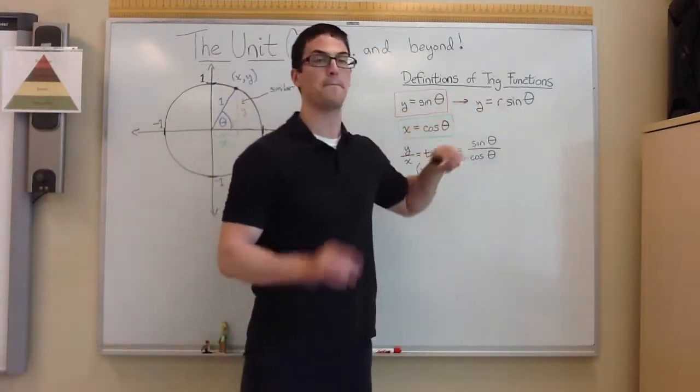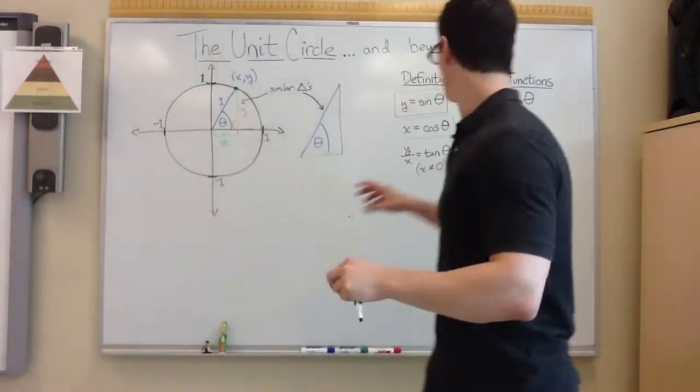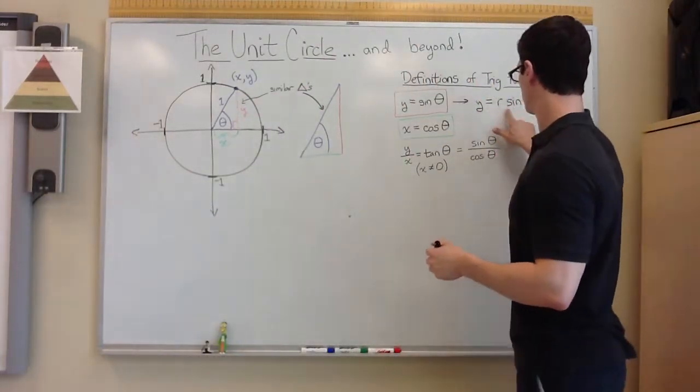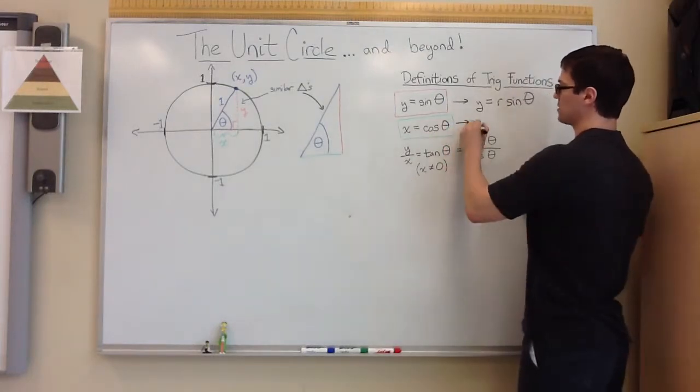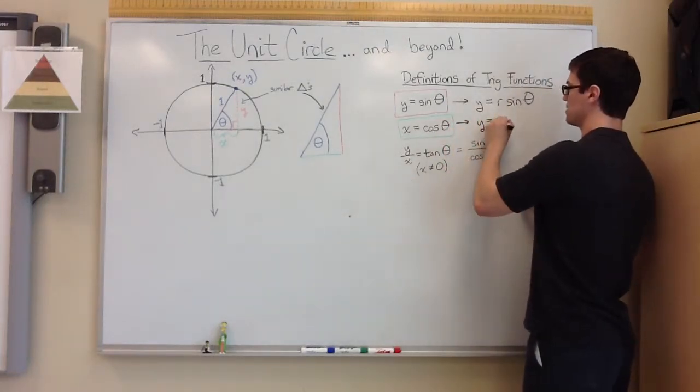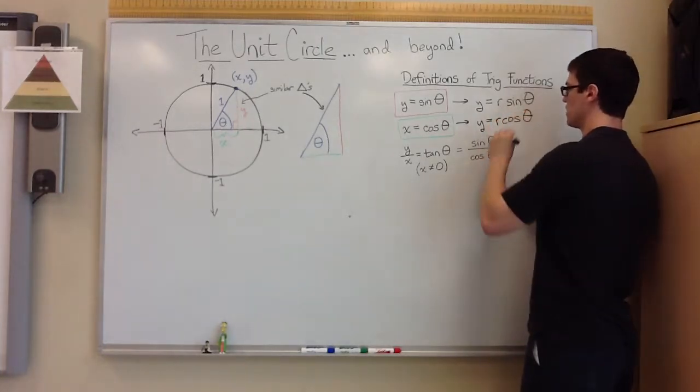So this would actually be a better equation to use to find the y, using sine theta. Cosine is the exact same thing, as it's a multiple. It would just be the radius times cosine theta.